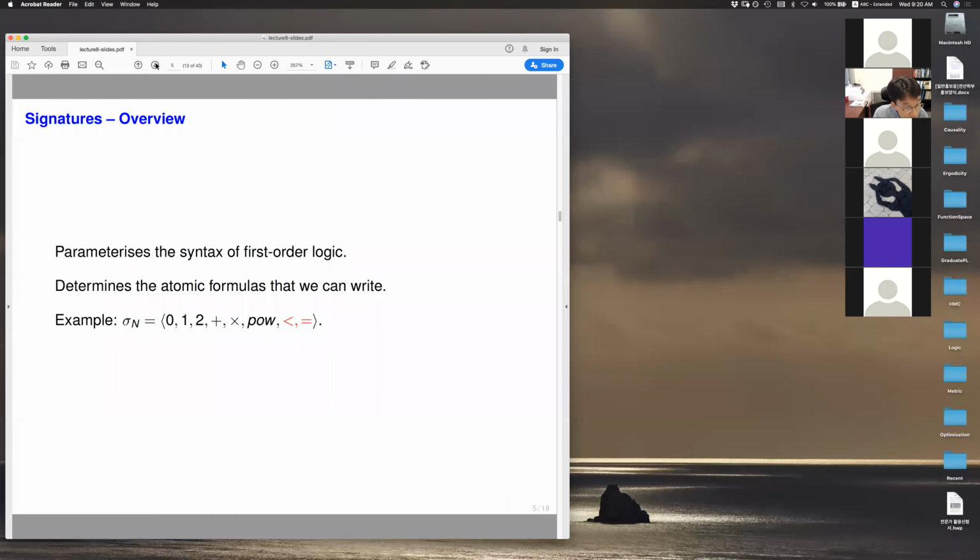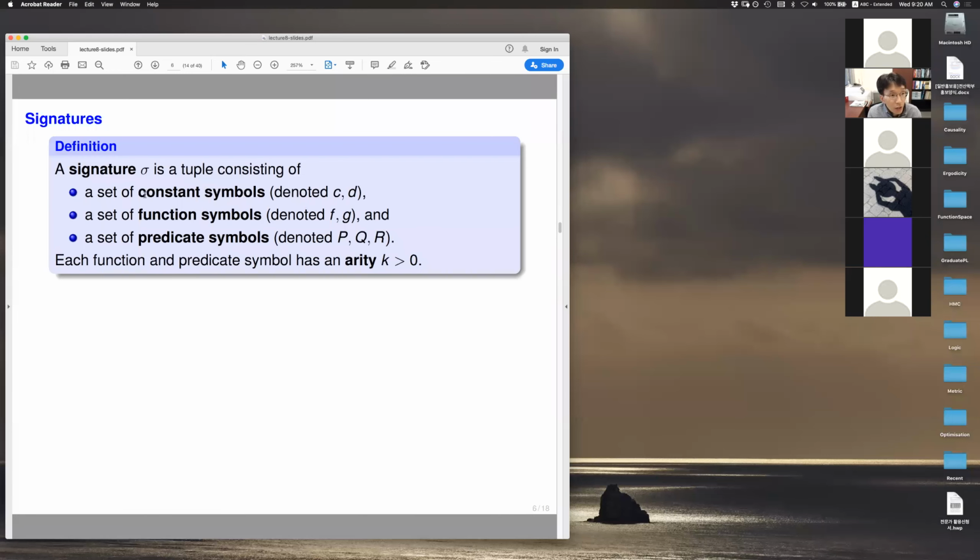So there are three components there. More formally, a signature is a collection of symbols, but it's grouped into three groups. The first group consists of so-called constant symbols, which I'm going to denote by C and D. It also has function symbols, which we will denote by F and G. The last group consists of predicate symbols, denoted by P, Q, R.